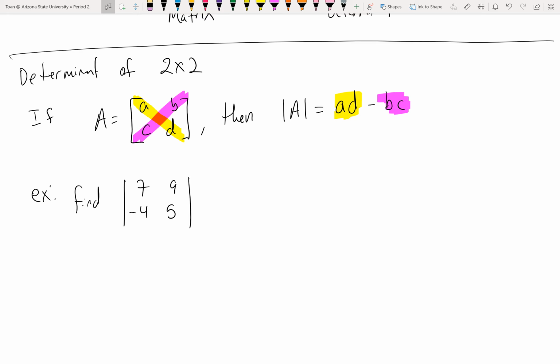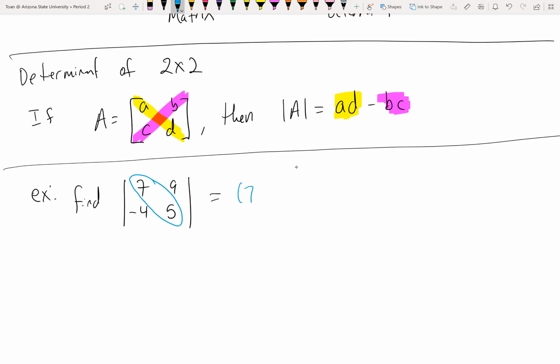Notice I did not use square brackets, I used vertical lines. So this, even though I don't use the word determinant, you need to know that this means determinant. Well, okay, I can follow the formula or just use that pattern. It's crisscross 7 times 5 minus the other diagonal, 9 times a negative 4. That's all a determinant is. You crisscross and then you subtract.